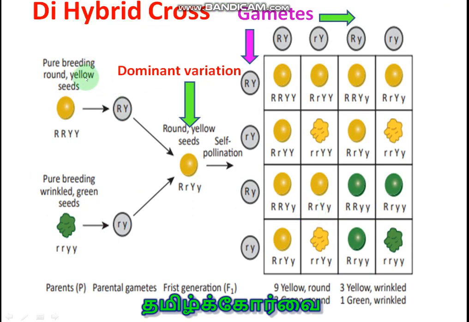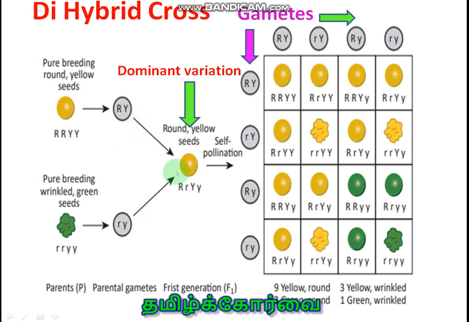In the dihybrid cross, we are taking two pure breeding varieties. One pure breeding variety with round yellow seeds and another pure breeding variety with wrinkled green seeds. The genotypes are capital R capital R, capital Y capital Y, and small r small r, small y small y. And here you see the gametes carry only capital R, capital Y, and small r, small y. This is because of meiosis. Meiosis is the reduction division, right? The number of chromosomes is reduced. Naturally, the number of alleles is also reduced to half.